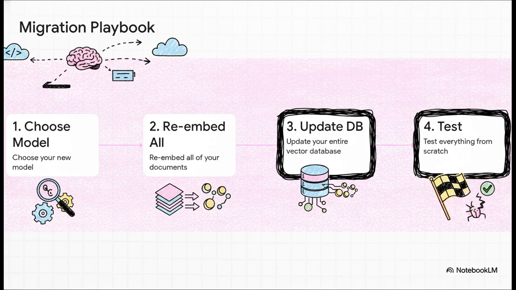So what does it actually take if you decide to switch? Well, you have to follow this playbook. You have to re-embed every single one of your documents with the new model, then you have to update your entire vector database, and then you have to test everything from scratch. As you can probably guess, it's a pretty significant engineering project.